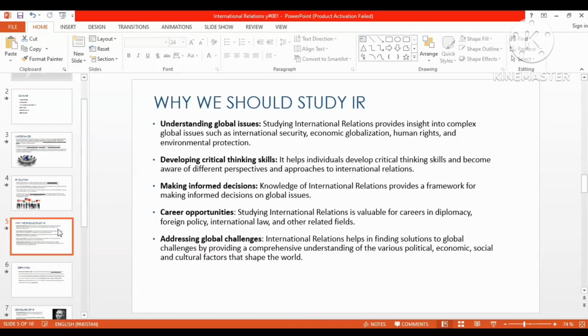And third, we are going to discuss making informed decisions. Knowledge of international relations provides a framework for making informed decisions on global issues. After studying international relations, we are able to make our decisions according to international affairs. After a BS, MS, or PhD in international relations, the aspirants of IR make their careers in diplomatic organizations, the foreign policy of different countries, international law, and many other fields in today's era. And last, addressing global issues. International relations helps us in finding solutions to global challenges by providing a comprehensive understanding of various political, economic, social and cultural factors that shape the world.